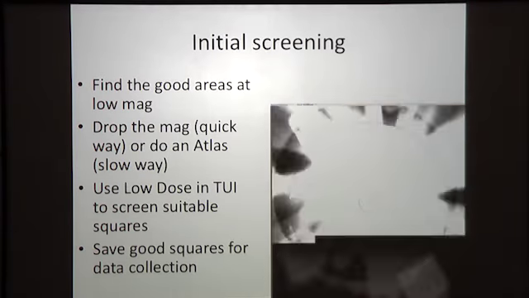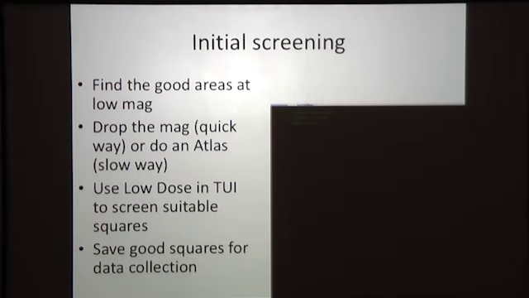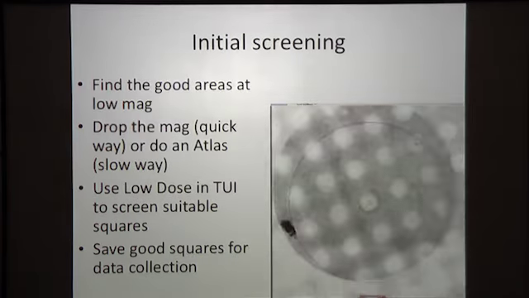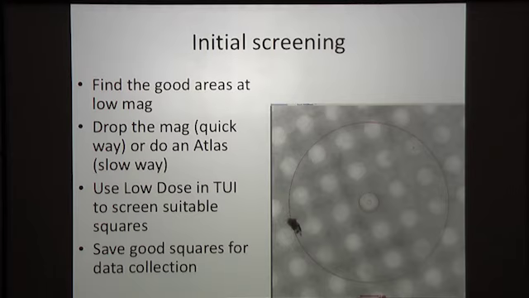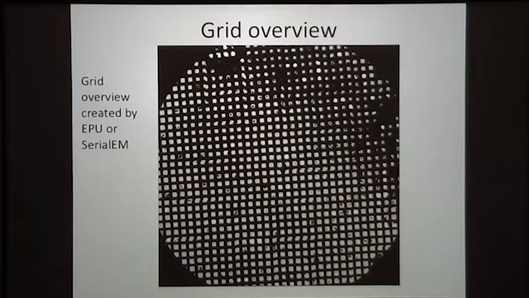Does it look interesting? Is it worth staying on this grid and looking for squares? Then to find your good squares where you have particles, use the low-dose software, which I'm going to talk about in a second. It's really easy to use and very fast. Then just save the coordinates that you like in your interface to go back later.